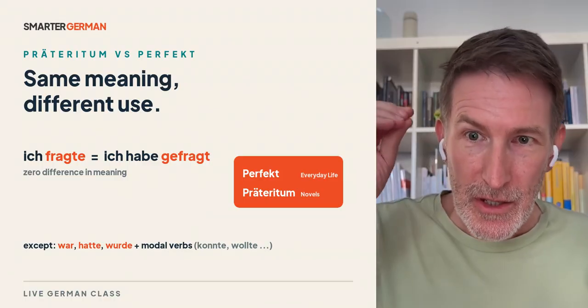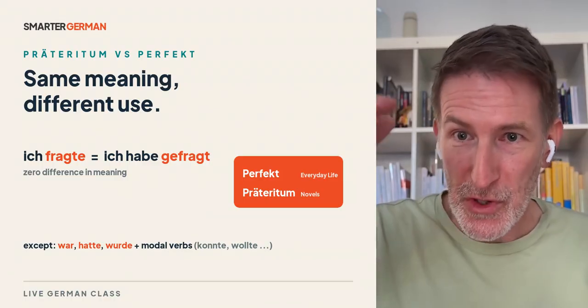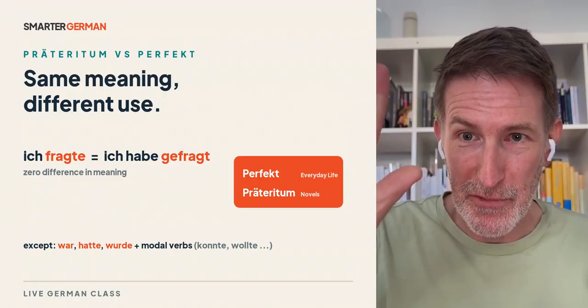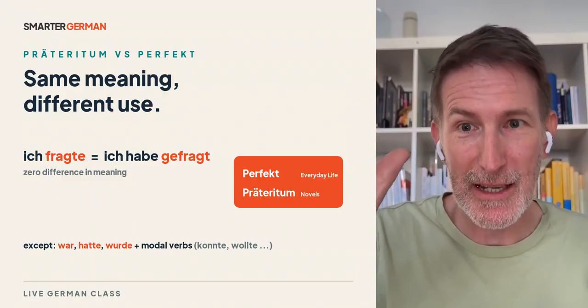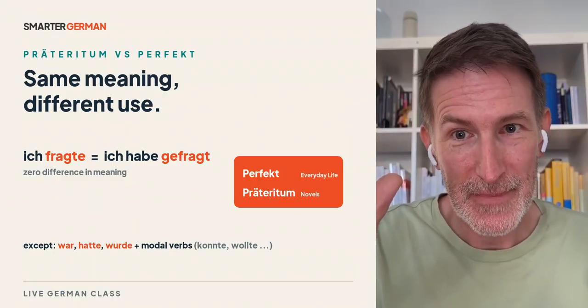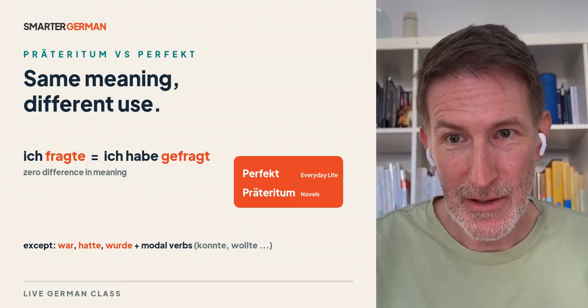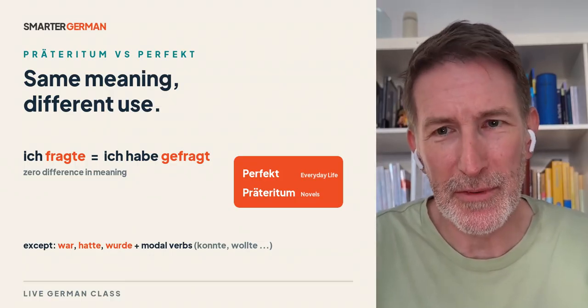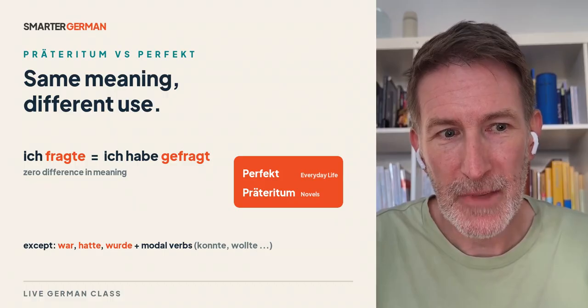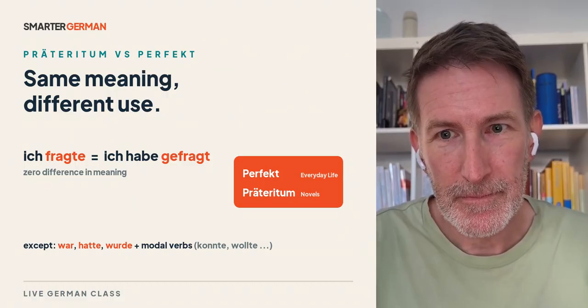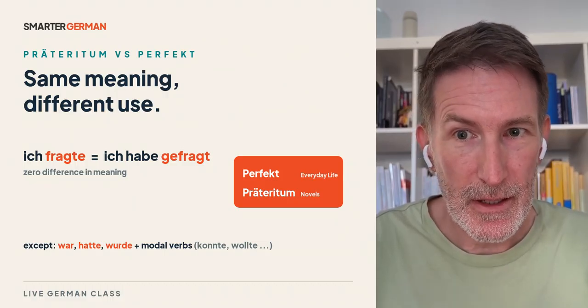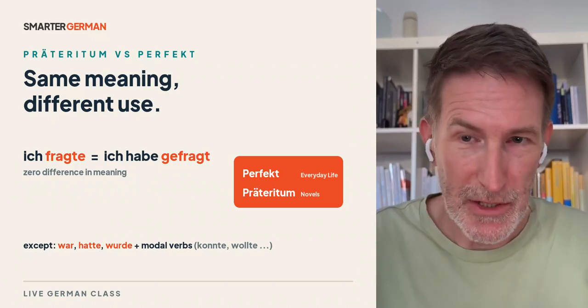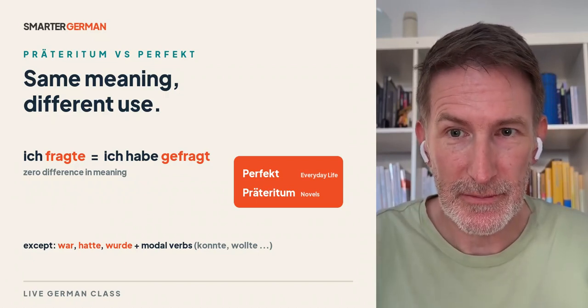So until B1 for sure, you never use the Präteritum except for the modal verbs and haben and sein and maybe werden. So that's 8 to 9 verbs, doable. Clear? And even in B2, you would really never use it in speaking.